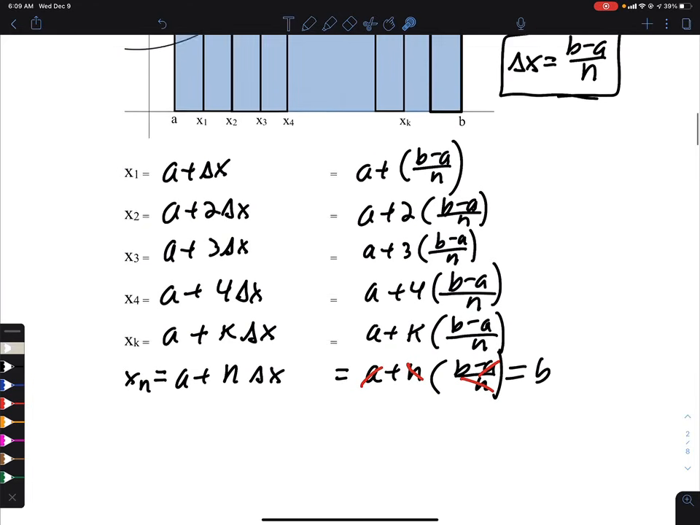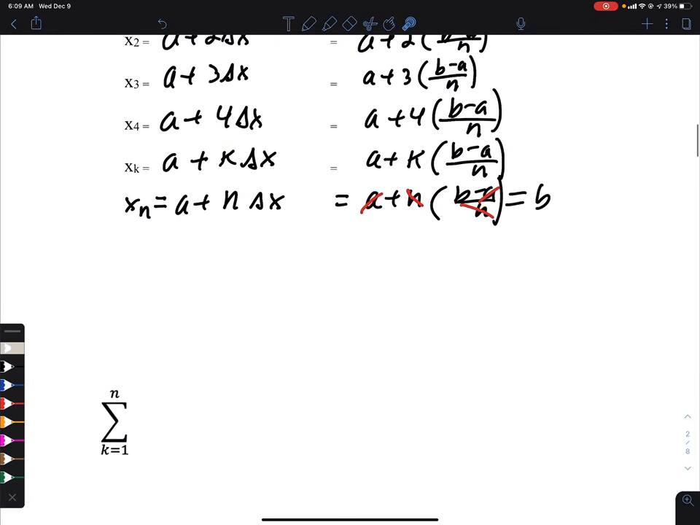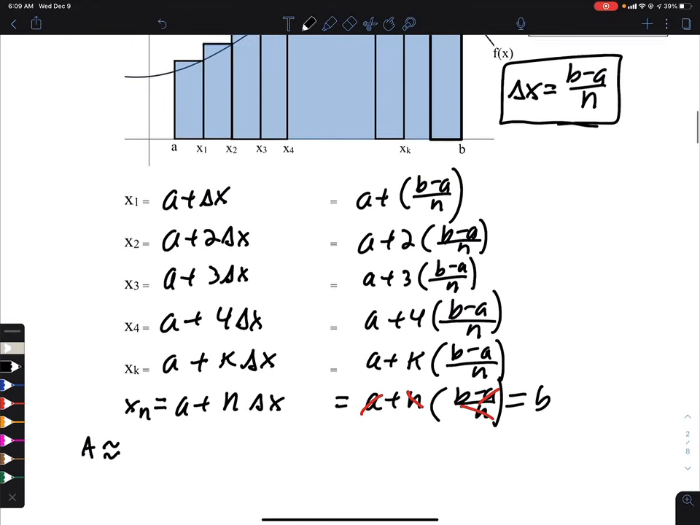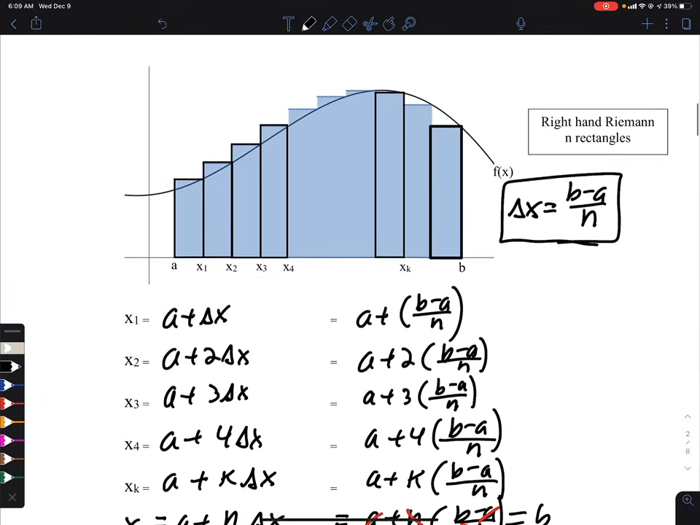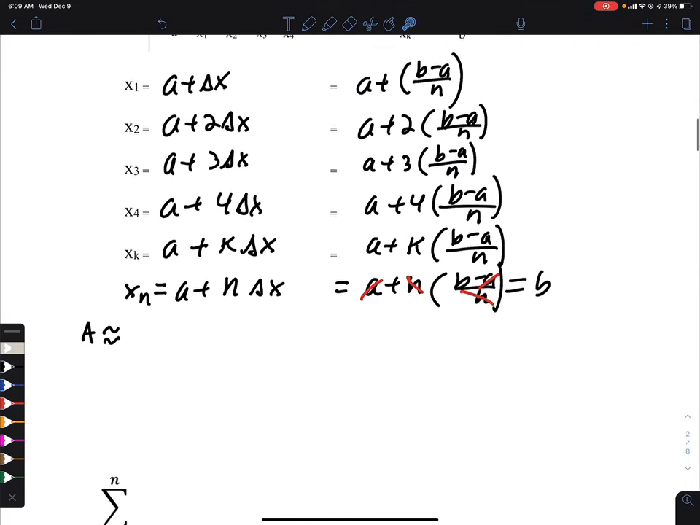Now, what are we going to do with this? Well, let's look at the area. The area is approximately, it's going to be about. It's not exact because we have our error. Remember, all this is extra. All those little pieces are too much. And then here, we're missing pieces, so we're approximating.